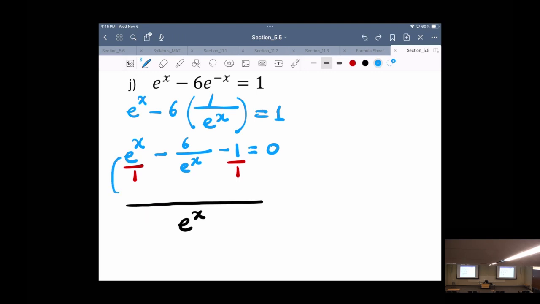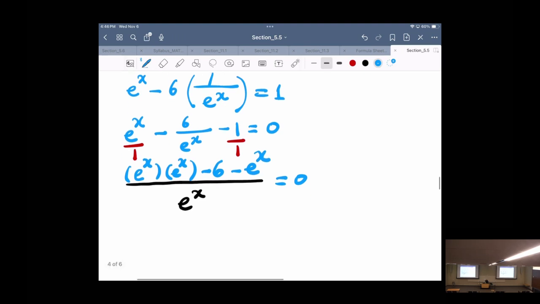So multiply the top by what's missing from the common denominator. You get e to the x times e to the x. Minus, you have minus 6, and then compare this denominator with that. What's missing? Nothing. So you don't multiply minus 6 by anything. You just keep it like that. Compare the common denominator with this. What's missing? Everything. e to the x is missing, so you multiply minus 1 by e to the x, you get minus e to the x, and the right side is going to be equal to 0.